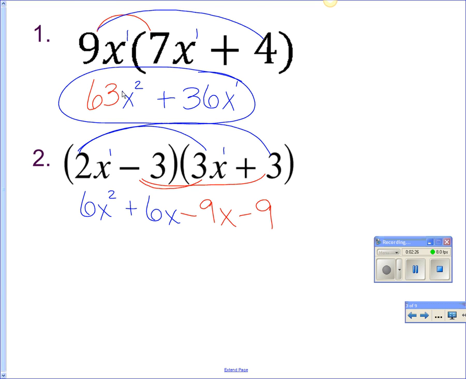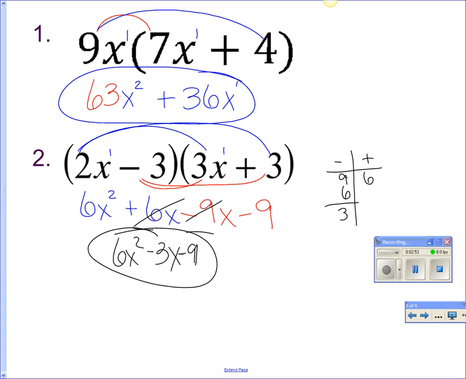All right. What do I have to do? All right. What's positive 6 and negative 9? Let's do a chart for that. Positive 6, negative 9, move the smaller one. So do I add or subtract these? And it gives me negative 3. Okay, and drop down the other stuff. So you get 6x squared minus 3x minus 9. Okay. All right, that's a review from yesterday.